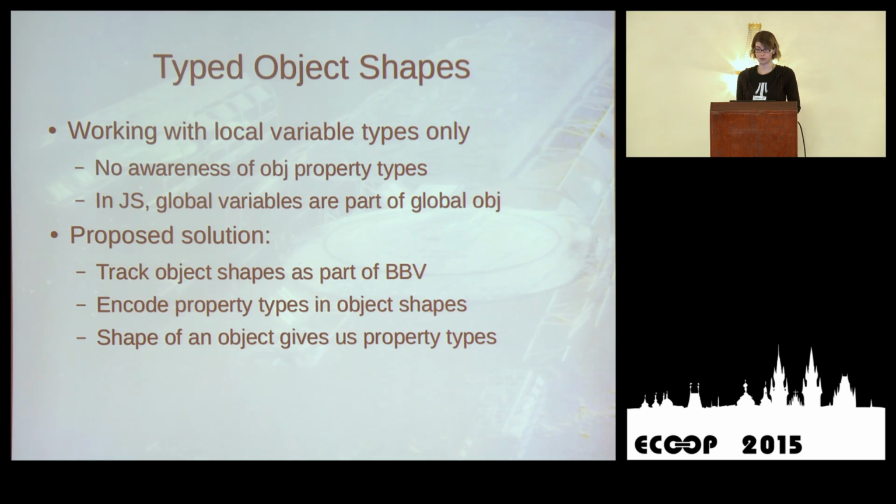So what I'd like to do is to track object shapes as part of basic block versioning and encode property types inside of object shapes, a little bit like it's done in the Truffle object model. And so with this system, the shape of an object would give us property types, and we might be able to generate more efficient code.